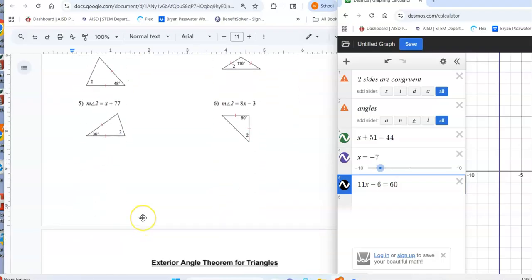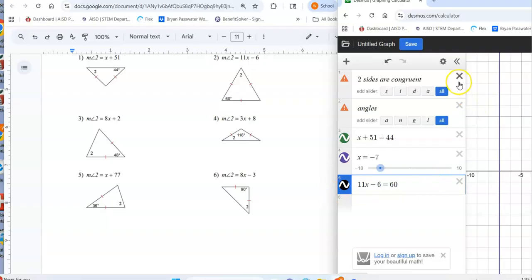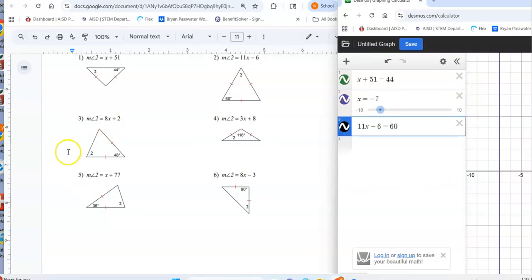Okay, so I'm going to do 3, and then I'm going to stop doing questions about this for you. All right, so next question, 3, angle 2 is 8x plus 2. This is 48. So I know a lot of you make it 8x plus 2 equals 48, but that would not be true. Instead, we got to find out what actually is angle 2.